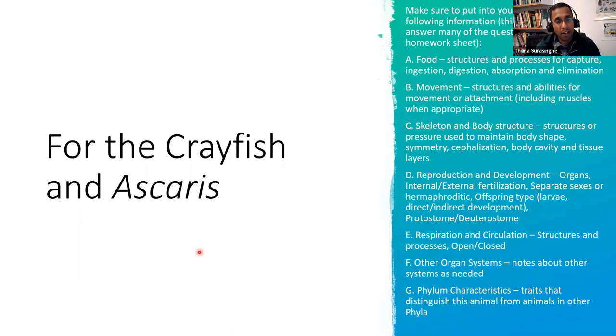Respiration and circulation. Well, now you immediately should know the nematode does not have any of those systems. But the crayfish has both systems, and you can tell that it is an open system, right? So that's actually how you provide complete information. Other organ systems. Notes about anything that you want to mention, any other organ systems you want to elaborate on. It could be as simple as saying Ascaris does not have any other organ system aside from reproductive organs and digestive systems, right? So that's also good information to write down.